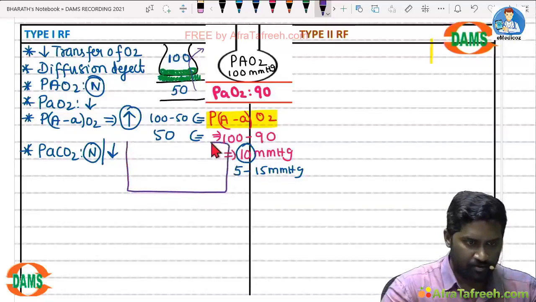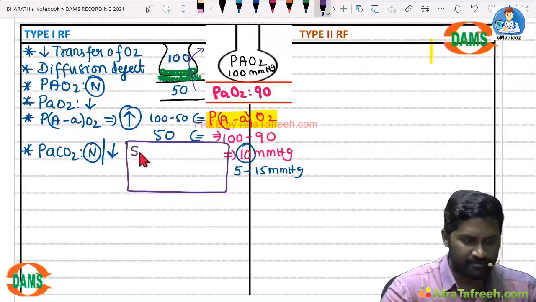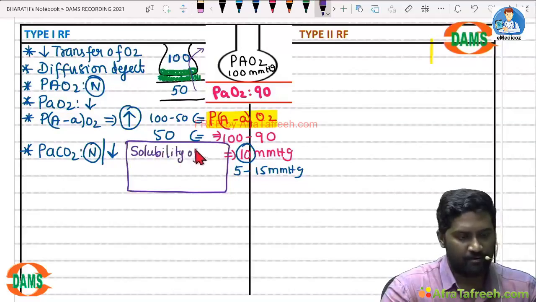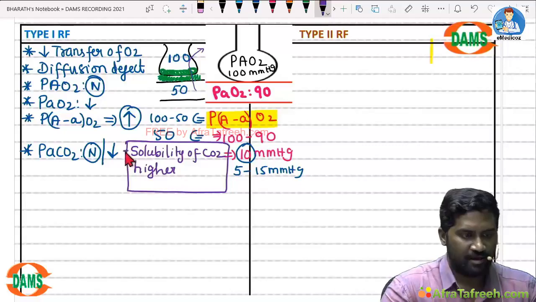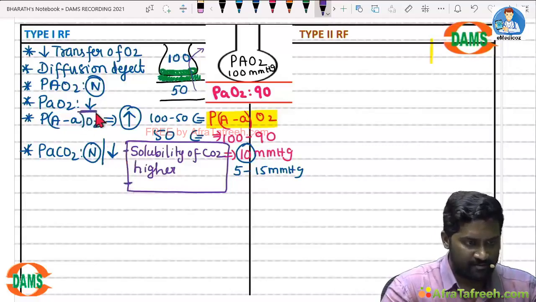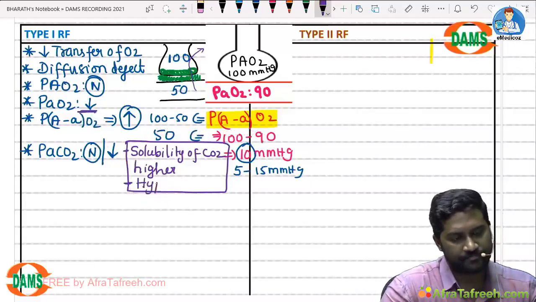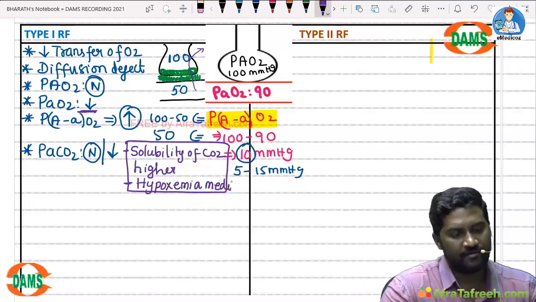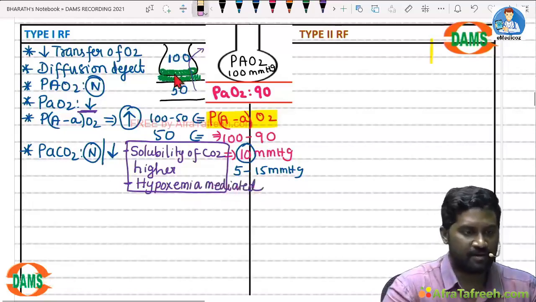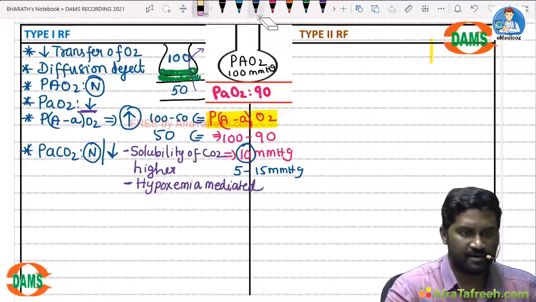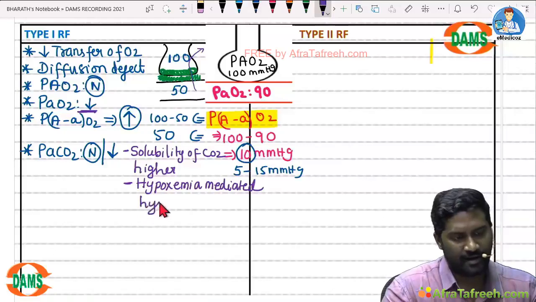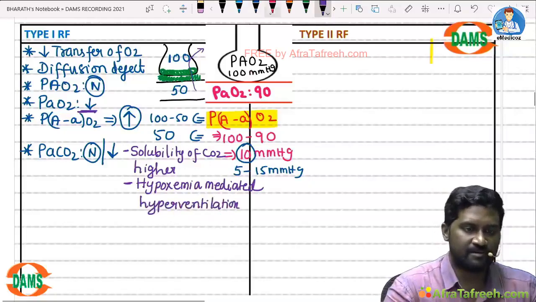When compared to oxygen, solubility of CO2 in your body is higher. So this is the first reason. And second reason, whenever there is less oxygen, there can be hypoxemia mediated hyperventilation. Because of these two reasons, CO2 can still easily go out.